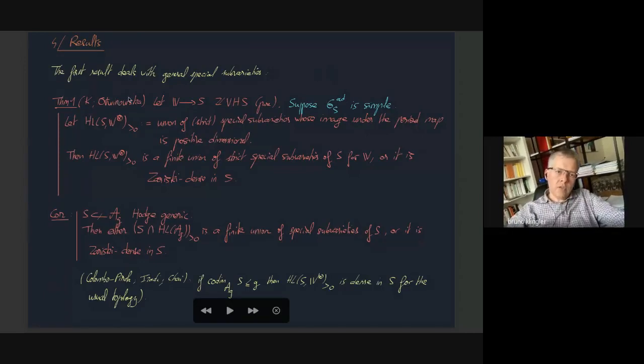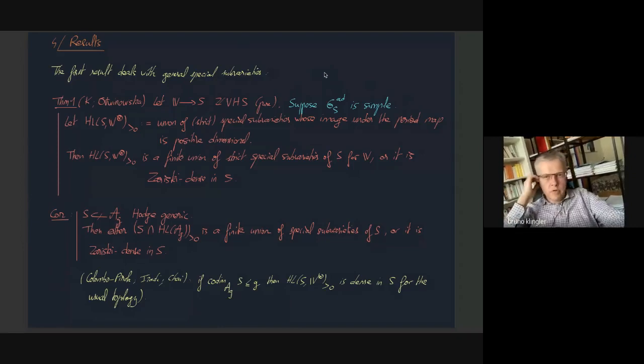Theorem one is with Baldi and Klingler. So I start with a pure variation of Hodge structure, and I will make a simplifying assumption because I think it makes things easier to explain. I will suppose that the generic Mumford-Tate group for this variation is simple. So I am not in a product situation. I just have one simple group, at least if I take the adjoint group.